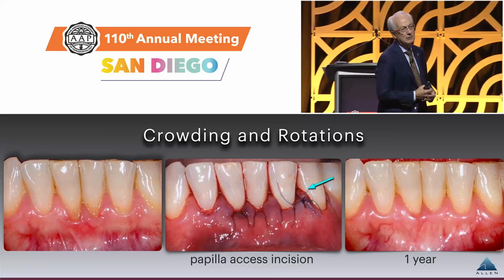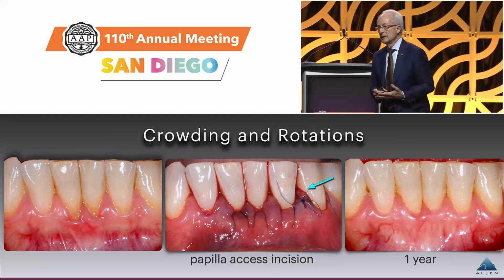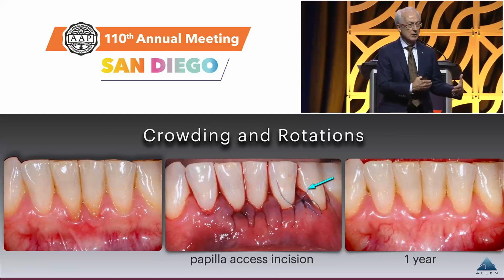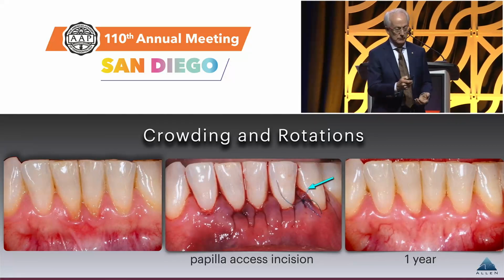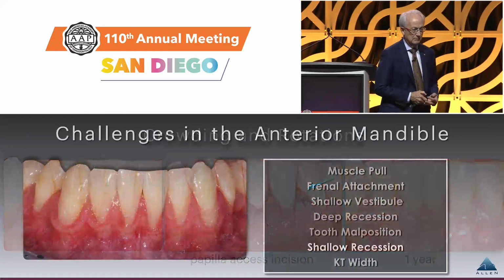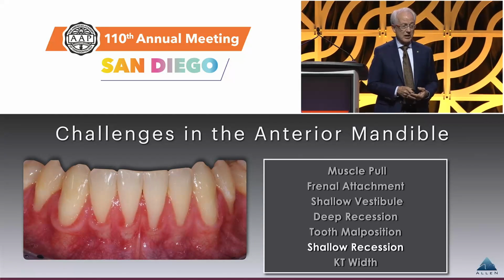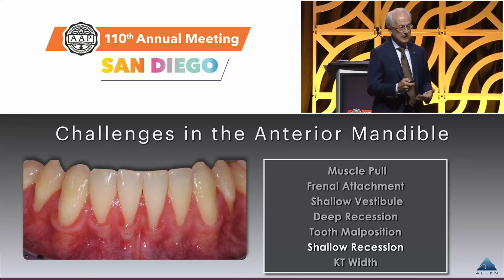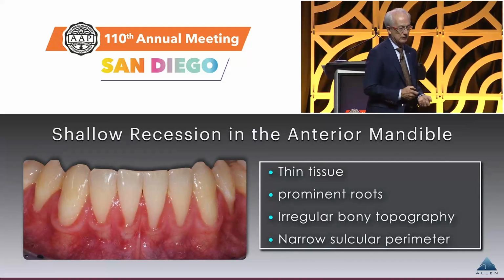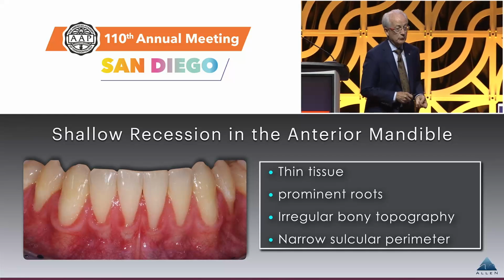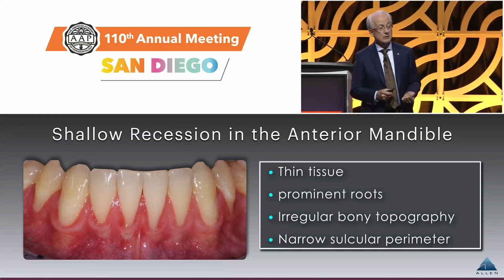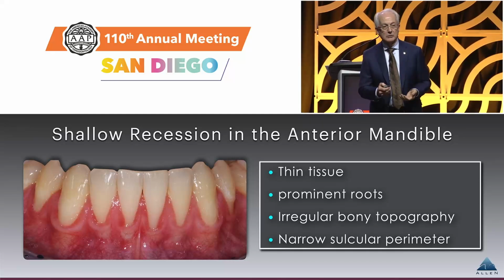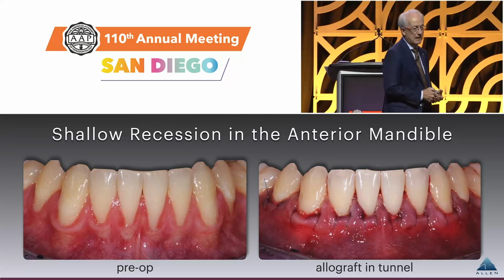So what I'm trying to do with this presentation is to talk about how we manage these challenges. Not that we can't do a procedure, but how can we do the procedure? So that's the approach that I'd like to take. So now we're at shallow recession, and this is a fascinating area as well. And here's an example. I treated this patient who has just thin tissue, prominent roots. There's generally irregular bony topography, and in particular, there's a narrow sulcular perimeter for you to do the intrasulcular dissection, so it's more difficult. I treated this one that way.